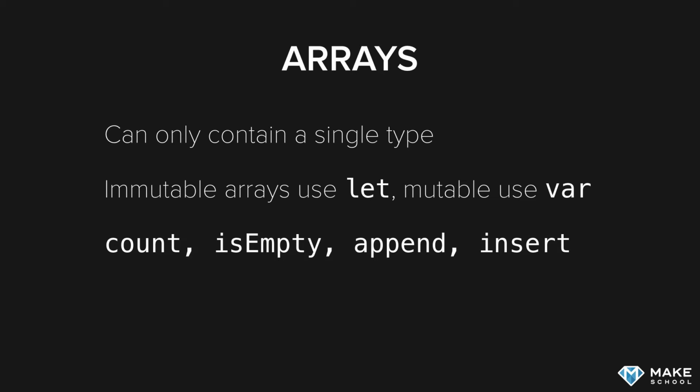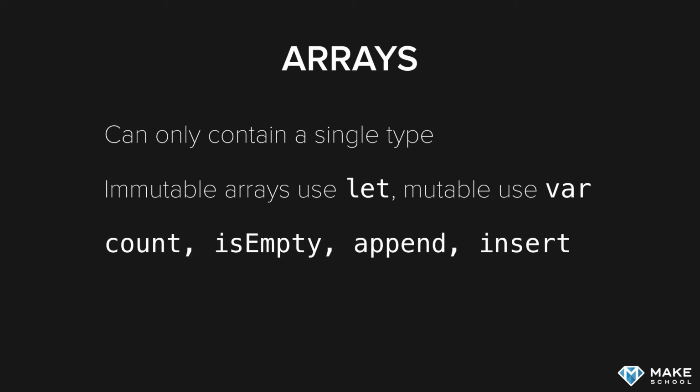Swift provides all sorts of convenience methods and properties on arrays, things such as count, which will return the number of items in an array, isEmpty, which will return whether or not an array is empty, append, which will allow you to add a new item to the end of an array, and insert, which allows you to add an item anywhere within an array. So you can say insert new string at index 5, and it's going to go to index 5 and put that new string into an array.